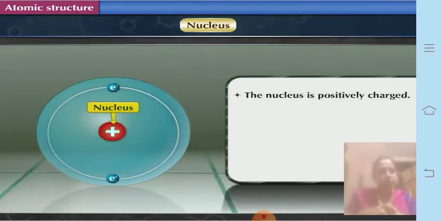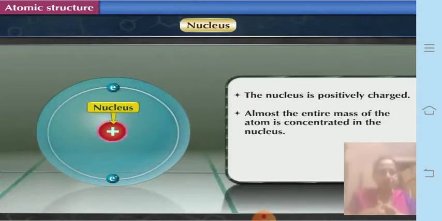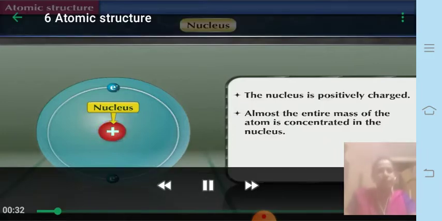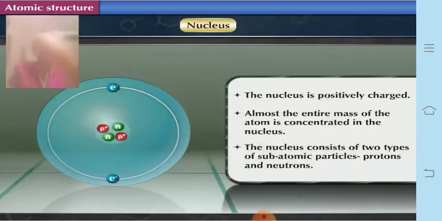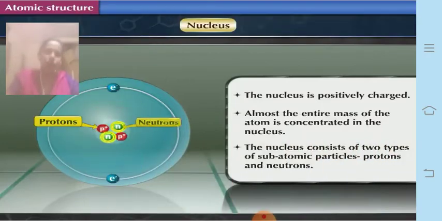So the nucleus, always remember, is positively charged. Almost the entire mass of the atom is concentrated in the nucleus. I have already mentioned this to you, so I am not discussing it in detail today. Fine. So remember, the nucleus is positively charged and the entire mass of the atom is concentrated in the nucleus. The nucleus consists of the subatomic particles called protons and neutrons.